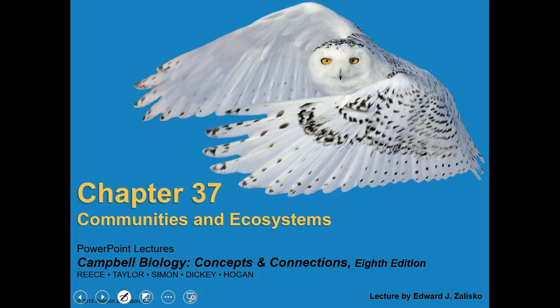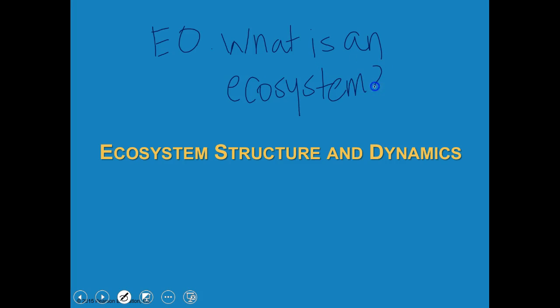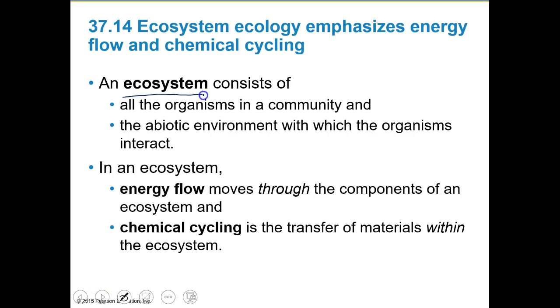Alright, talking about communities and ecosystems, let's talk about what an ecosystem is. And you can also go into the dynamics, how it changes, the whole dynamics part. So an ecosystem consists of all the organisms in a community and the abiotic environment in which the organisms interact. So the abiotic is the part that's added to the ecosystem.